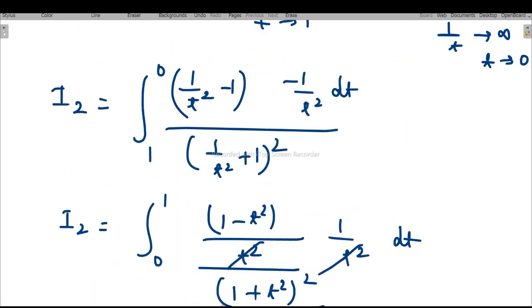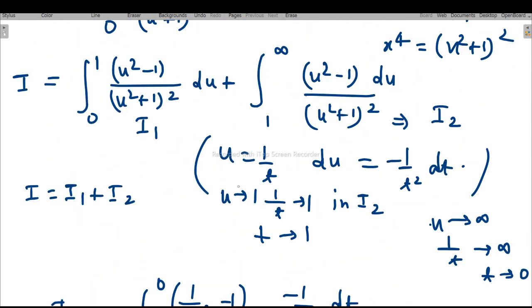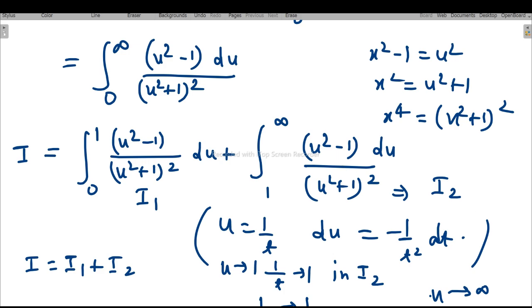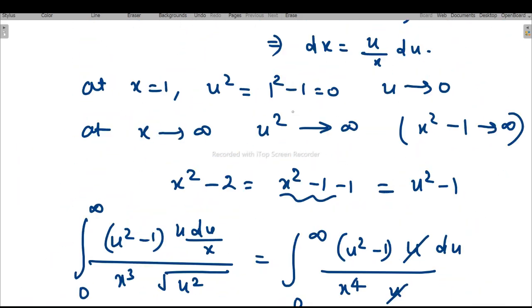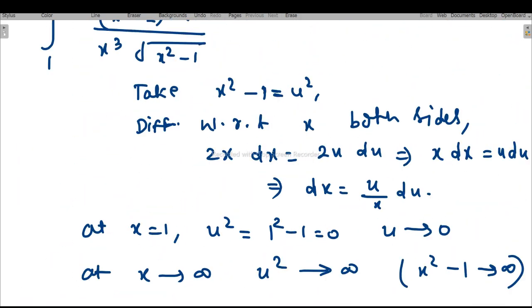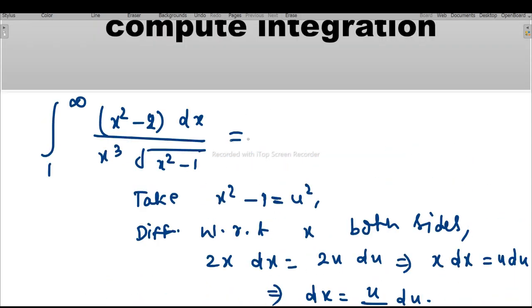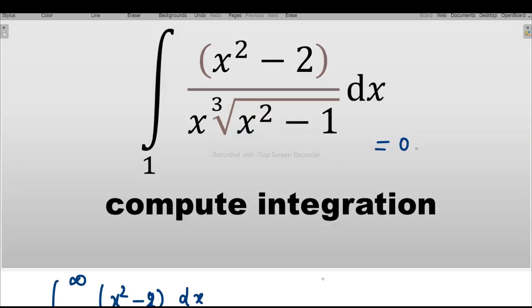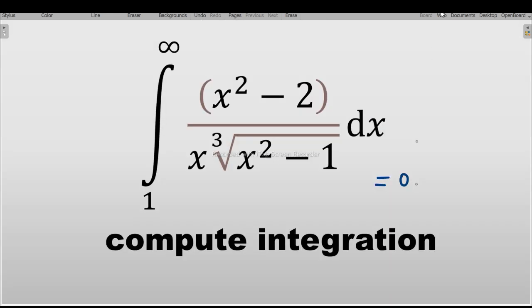Thus we have calculated that the value of the given definite integration is 0. Thus 0 is the answer of the given problem. Thus we have solved the problem. Thank you.